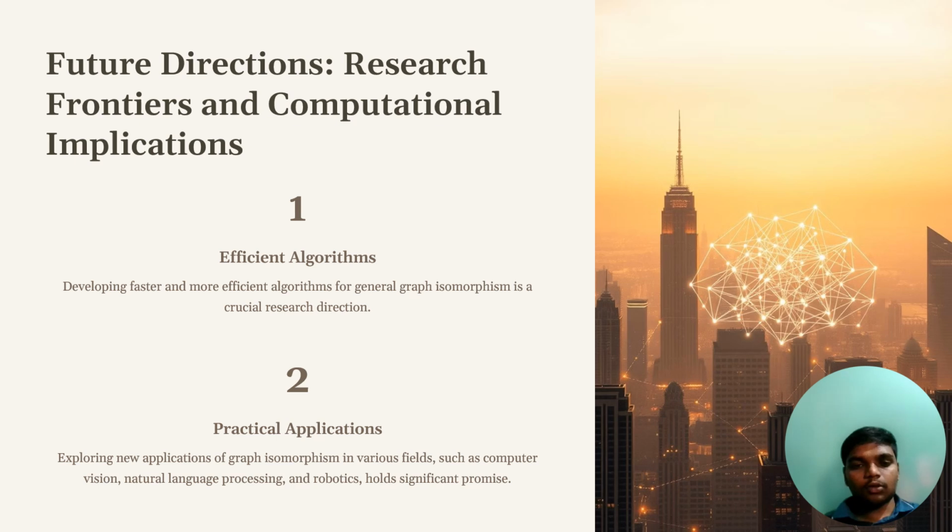Algorithms of graph isomorphism. Over the years, several algorithms have been proposed to solve the graph isomorphism problem. This includes naive algorithms. These try all possible mappings of vertices from one graph to the other and check if they preserve adjacency. This can be computationally expensive, especially for large graphs.